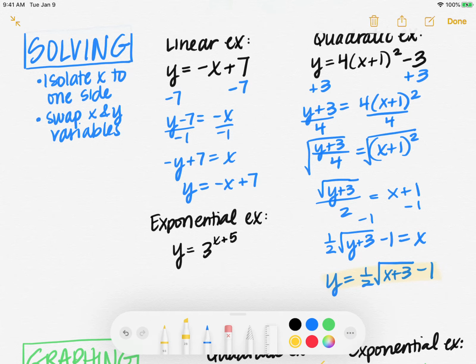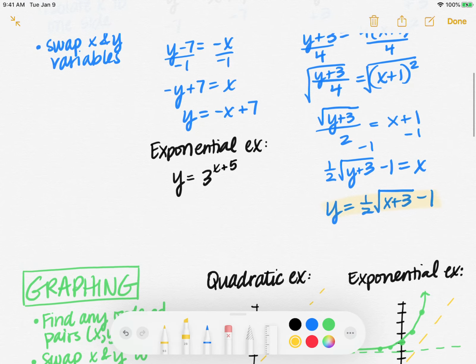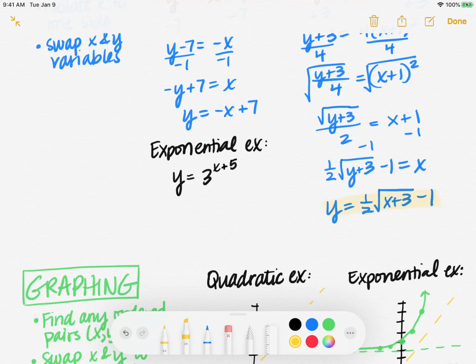Okay, let's try this exponential equation because again, this is the tricky stuff right here. So we have this exponential function, which means the only way to find the inverse is a log. So let's start off by changing it into a log. Log base 3 of y equals x plus 5.